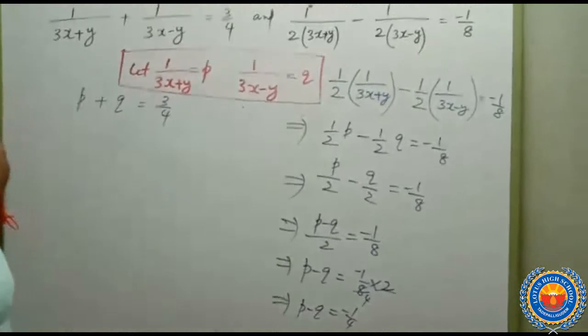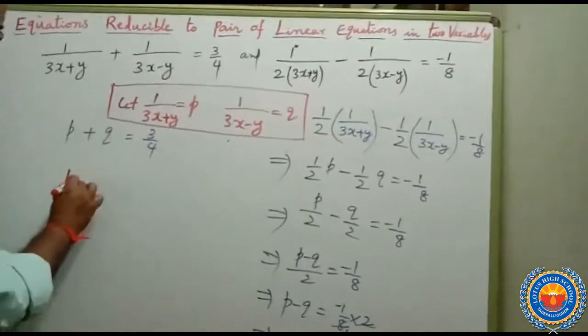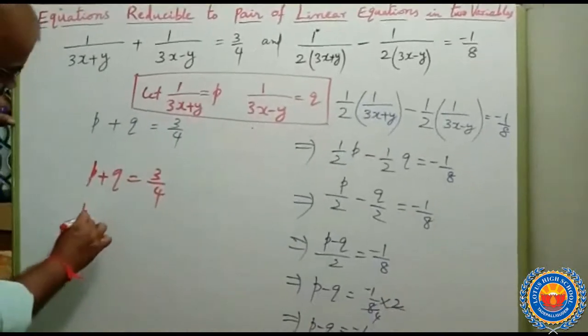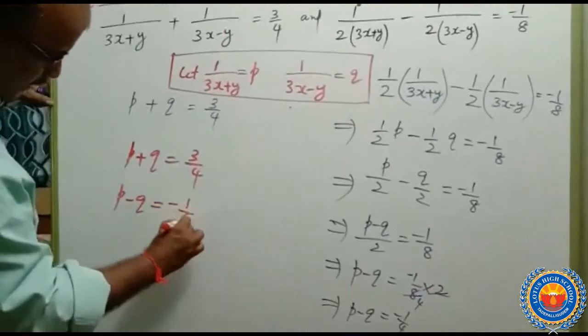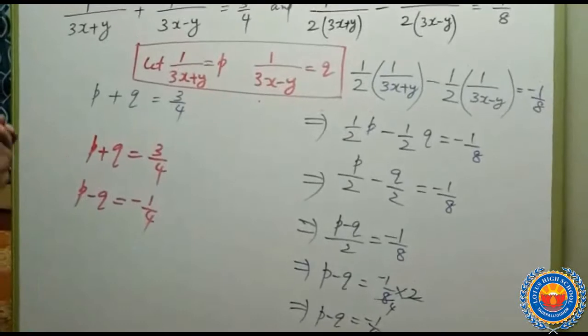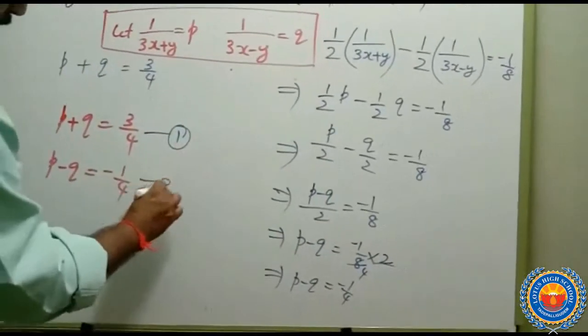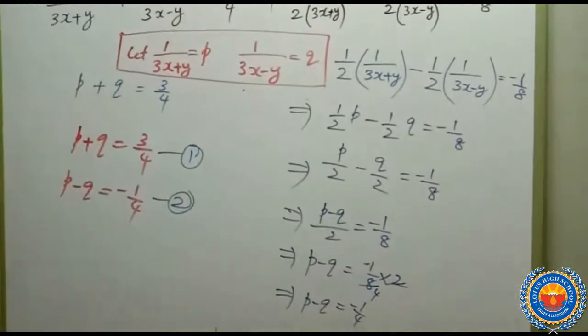The first equation, what is the first equation? p plus q is equal to 3 by 4. What is the second equation? p minus q is equal to minus 1 by 4. This is equation 1 and this is equation 2. Solve equations 1 and 2.